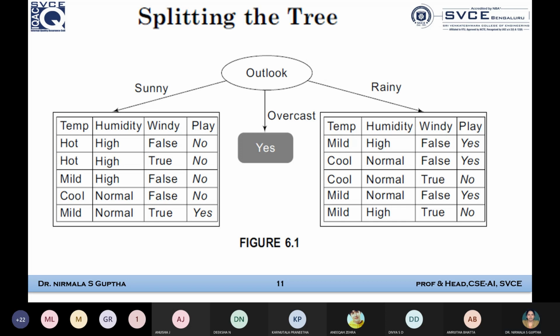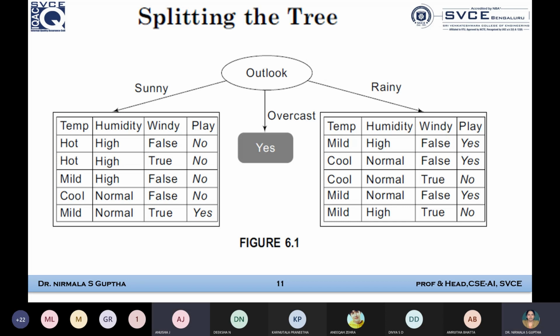Okay, are you getting it? Now sunny. Why are the whole values depicted with respect to sunny now? How many instances were there for sunny?